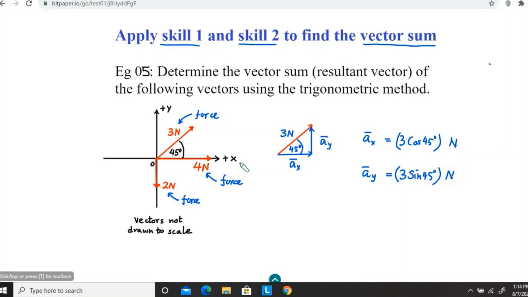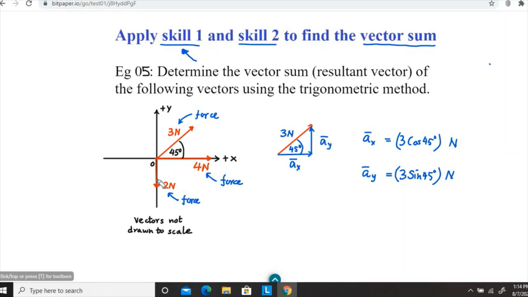So this is where we have applied skill number 1, that is, given a vector, finding its perpendicular vector components. In this case, vector components along the x direction and vector components along the y direction. Now you might question, how about this 2 Newton force and 4 Newton force? Do we need to find perpendicular components for those two forces?